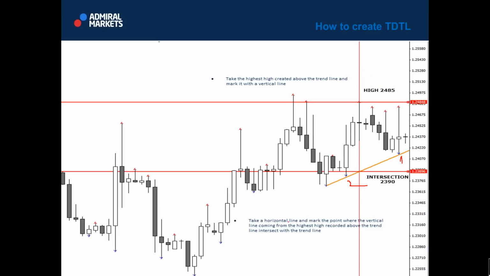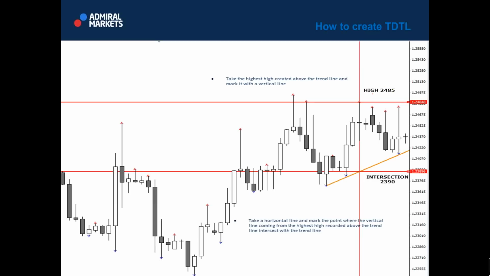So, this is the horizontal line, okay? And you mark the point where the vertical line, coming from the highest high above the trend line, intersects. Mark this word, intersect, guys, with the trend line. This is the point of Tom DeMark trend line intersection with a vertical line, and that is 23.90. We can round it up. You don't need to use 5 decimals. It's perfectly fine if you use 4 decimals.